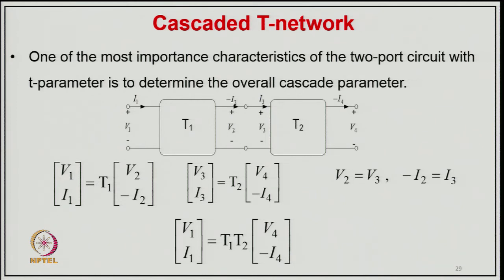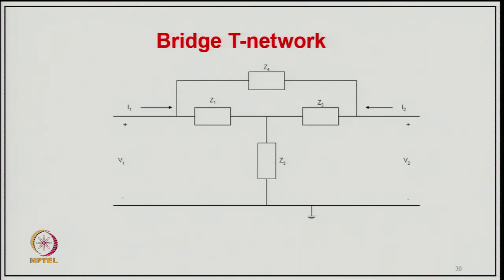And we can ask what the parameters of the cascaded equivalent two port network will be. So, we can define V1, I1 as T1 times V2, minus I2, and V3, I3 equal to T2 times V4, minus I4, where V2 equals V3 and minus I2 equals I3, which is typical for cascading of the two networks. So, we can say V1, I1 equals T1 times T2 as a function of V4, minus I4, and now we can find the equivalent, which is typically a bridge network.